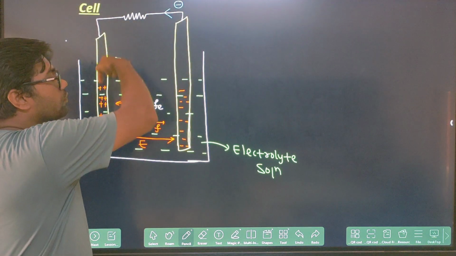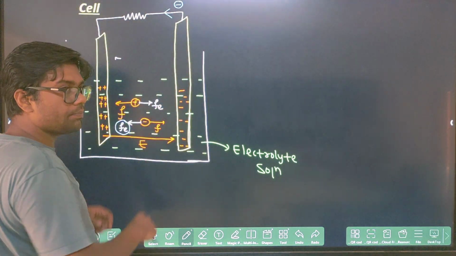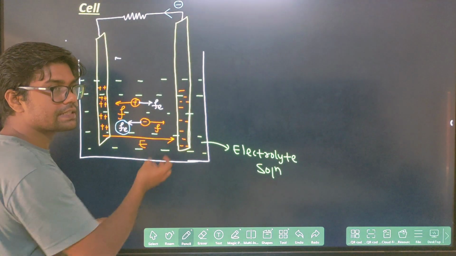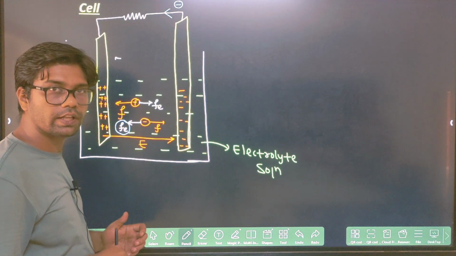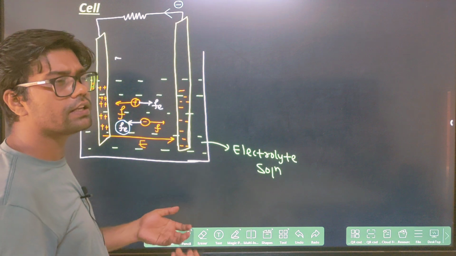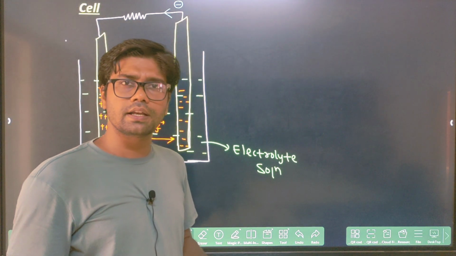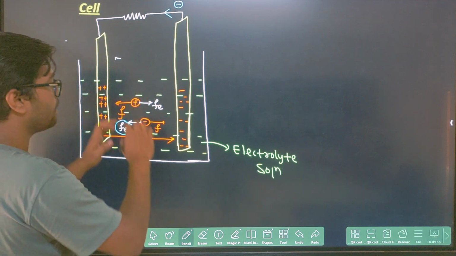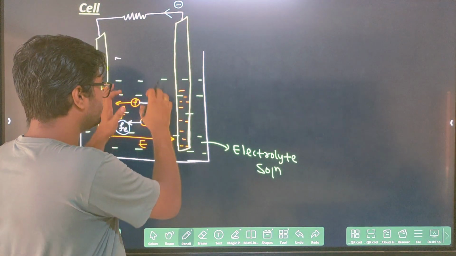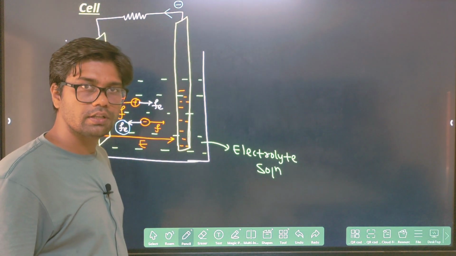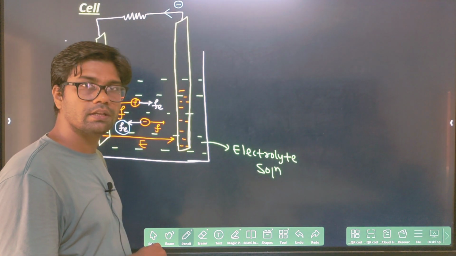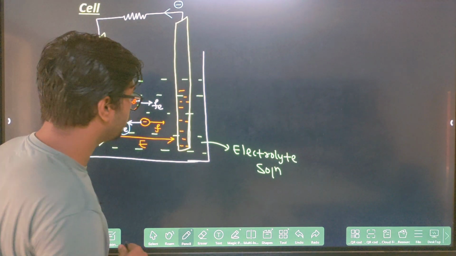Again one electron will flow, and this process will keep going on until all the ions inside the electrolyte solution are finished, right? Then you say that your battery has expired, or the battery is not working now. So whenever all these ions are finished inside the electrolyte solution, you will say that your battery is expired, or that the battery is not functioning, the battery is not working.